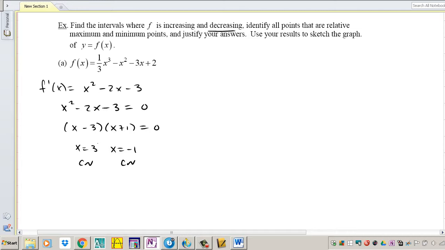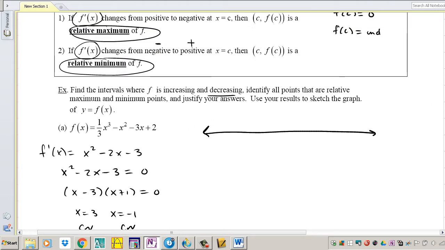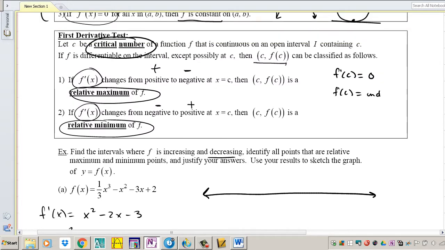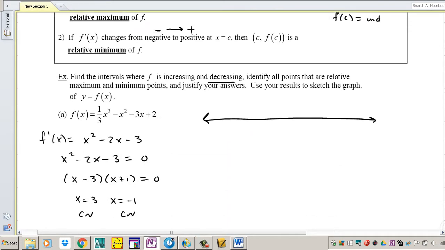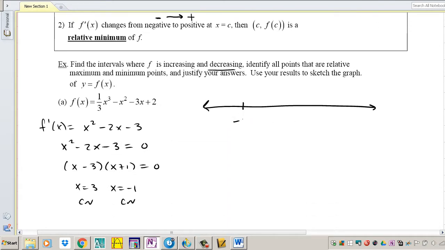Now, we don't know if x equals 3 and x equals -1 are a max or a minimum, so we have to test it using the first derivative test. The first derivative test says if my derivative changes from positive to negative, I have a max. From negative to positive, I have a min. So let's go ahead and number these, -1 and 3. Those are my critical numbers.